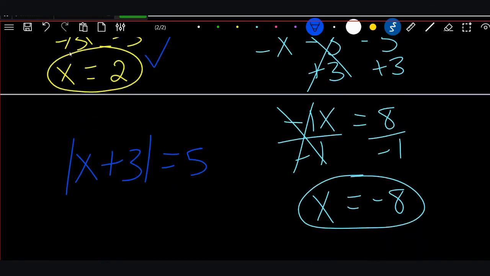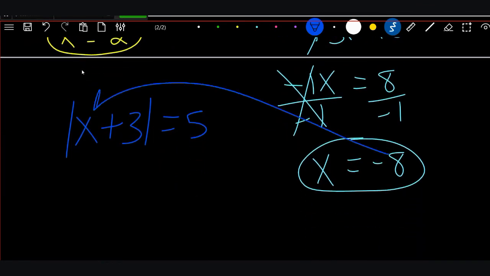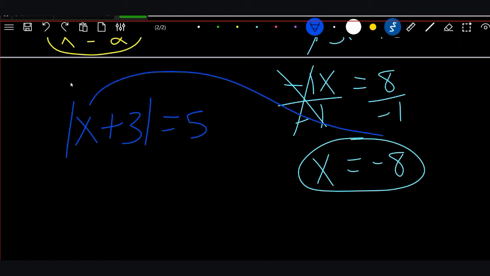That one checks. Now let's try this one. Let's try this negative 8. Some of you are thinking right now, Mr. Steve, there is no way that if 2 works, that negative 8 is going to work. It's just not possible. Okay, I know enough about equations to know this is not possible. Well, let's see what happens. Let's take a little look here.